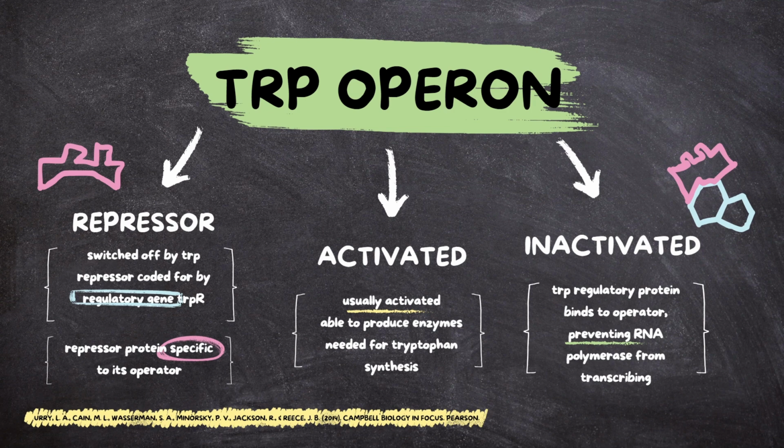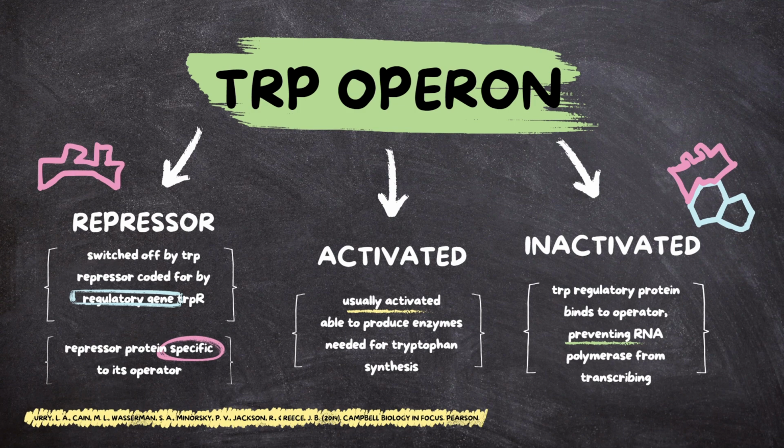The TRP operon is usually activated, since the TRP repressor is an allosteric protein synthesized in a conformation with little binding affinity to the operator. This means that enzymes that synthesize tryptophan are able to be formed. In the presence of tryptophan, the TRP repressor is able to bind to tryptophan, changing its shape so that it is able to bind with the operator. This prevents the RNA polymerase from synthesizing the RNA needed to make the TRP enzymes.